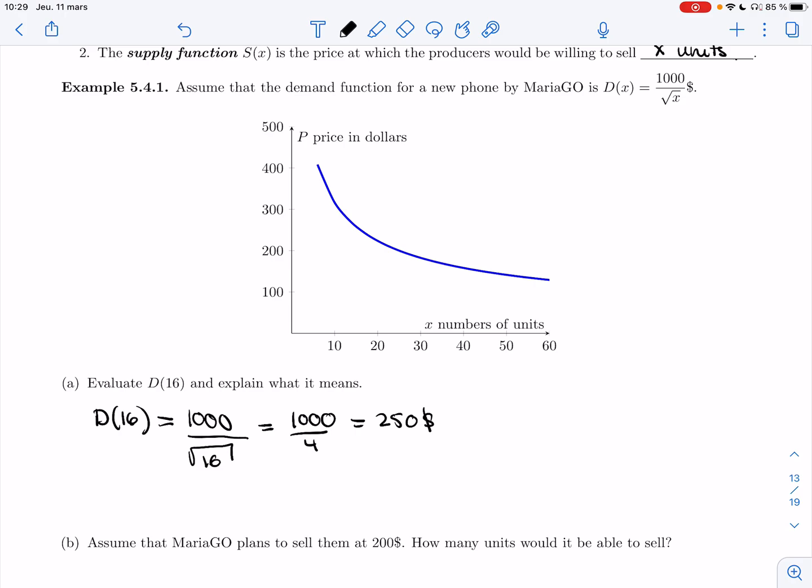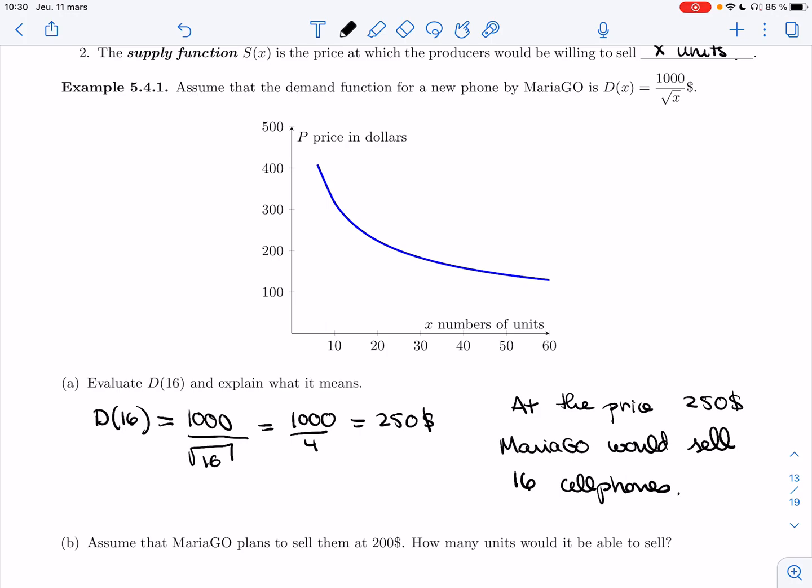All right, so that means that at the price of $250, Mariago would sell 16. It's a new phone and they're really just units. So yeah, 16 cell phones. All right, so let's put it on the graph. 250, that's $250, 16. So this is 16, 250.